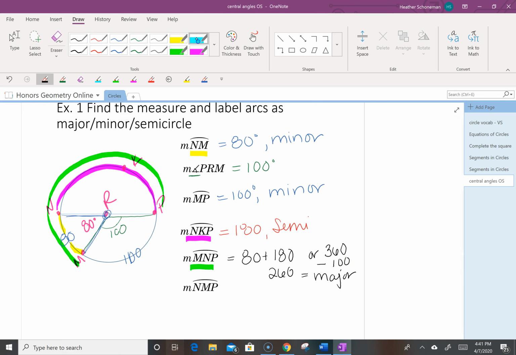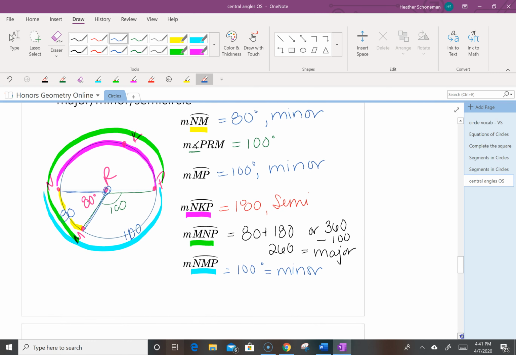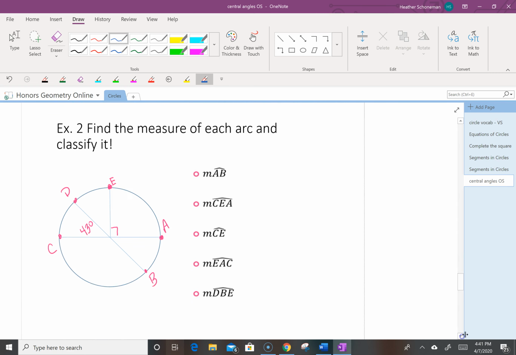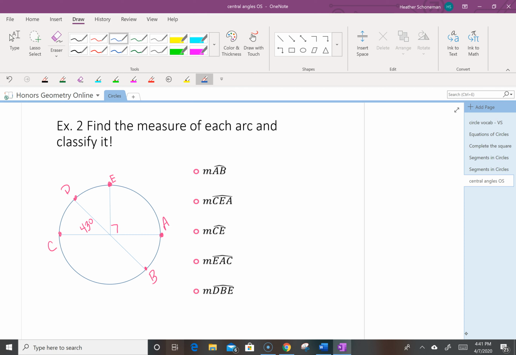All right, let's look at the last one. The last one is NMP. So we start at N, go through M, end at P. That one is going to be 100 degrees, and that is a minor arc. All right, let's look at the next problem. Same thing, just a little bit more involved. Now, I'm going to help you with the picture a little bit, and then I want you to fill in the blanks on your own.